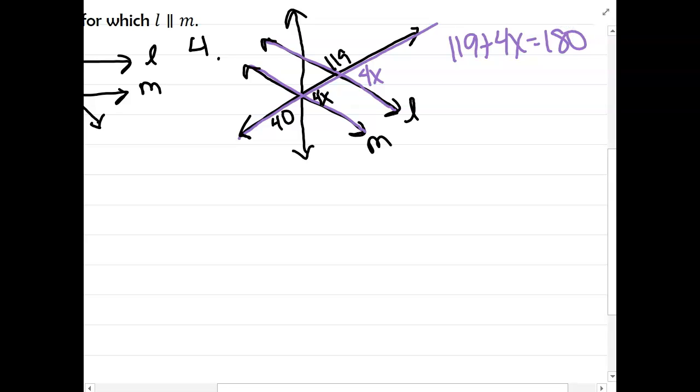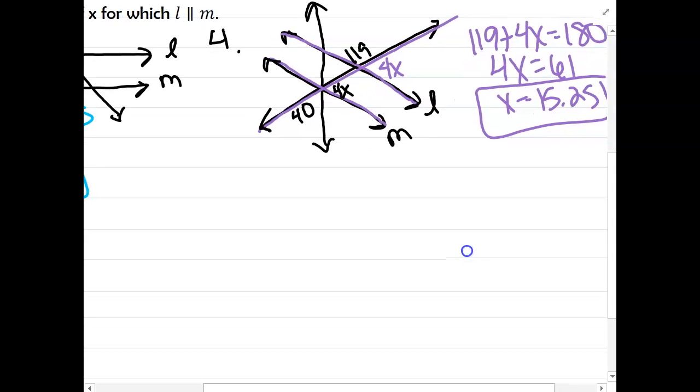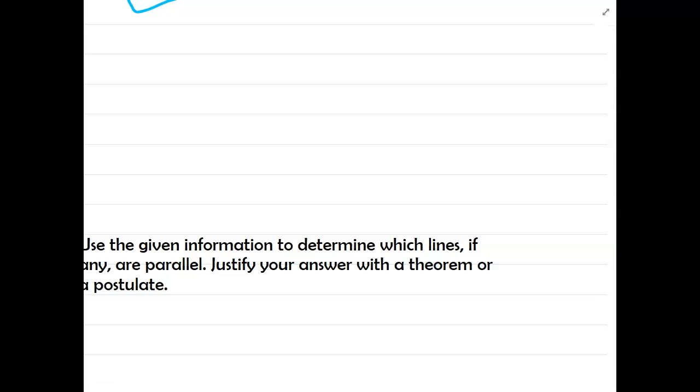So notice I don't really need that 40. Okay? I don't need to use it. All right? So if I subtract 119, we should get 4x equals 61. Divide by 4, that gives me 15.25. Okay, let's do one more of those. That maybe has a little too much information there.